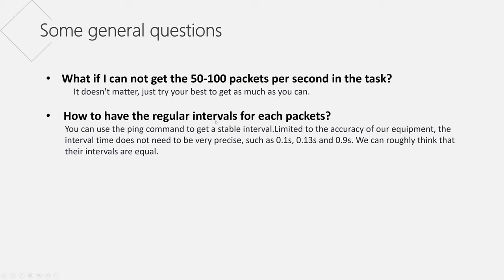And how to have regular intervals? For the beacon frames, the default value is around 100 microseconds, so it already has regular intervals. If you want to create regular intervals for your ICMP packets, which are ping packets, then you can set the interval to a fixed value. So it shouldn't be a problem for you. Because our devices are not very precise, they are for personal use, so you don't need to worry too much about the precision. If you have 100 microseconds and 130 microseconds, we can consider it the same.